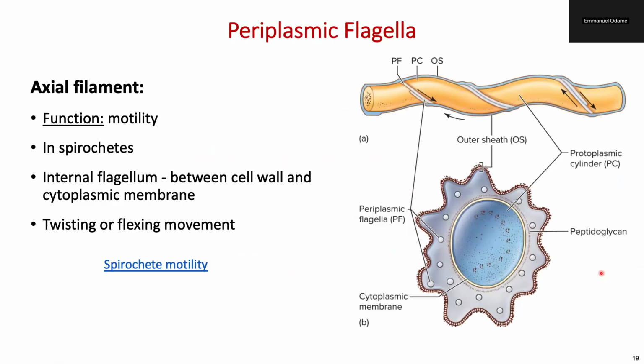Now, let's talk more about the parts of the flagella. So we have the periplasmic flagella. It's made up of an axial filament, and the main function is to help in motility or movement, as we've already seen previously. It's more present in spirochetes, and as we can see, nicely arranged.